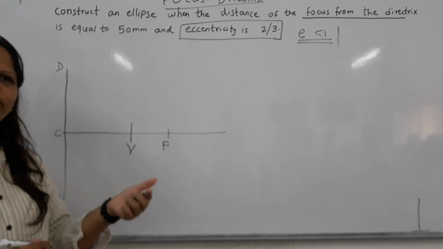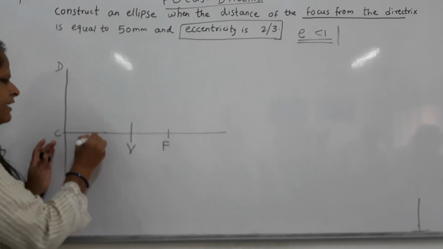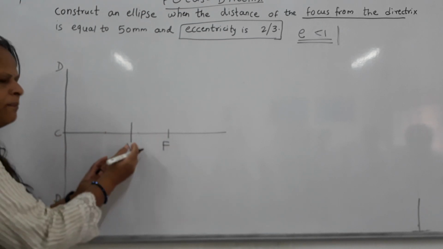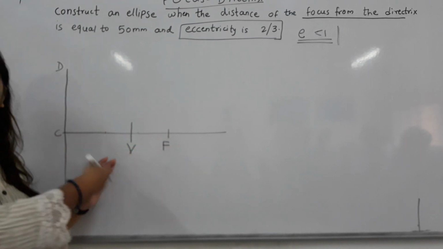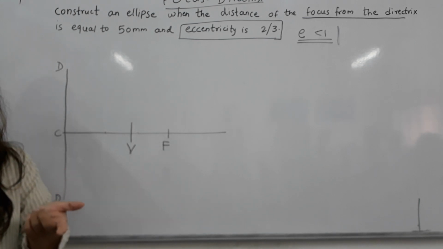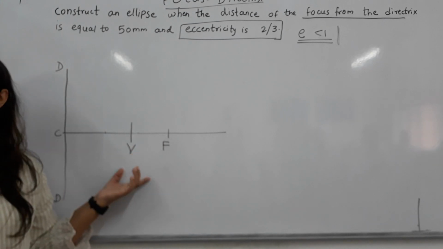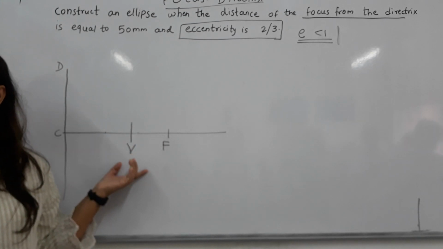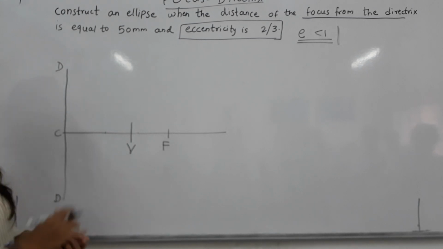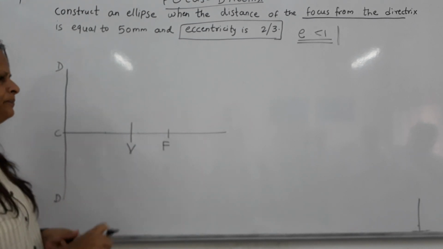Many students will divide this into 5 parts, 10 mm each, and on the second part they will mark V. Anyway, you can do it by any method. But what we have done is directly measure 20 mm from F and locate V. Is it clear to everyone where to locate V? So if you know where to locate V, the rest of the construction is the same.